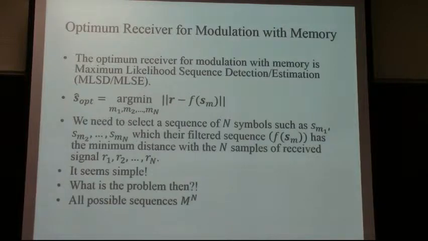Okay, but the point is that, is there any other option? Yes, the optimum receiver for modulation with memory is the maximum likelihood sequence detection or estimation. And the point is, the optimum received sample will be decided by argmin of R minus F of SM, where we know what the system model is, we know what the transmitted filter taps were. Then we just need to decide on the sequence of the transmitted symbols.